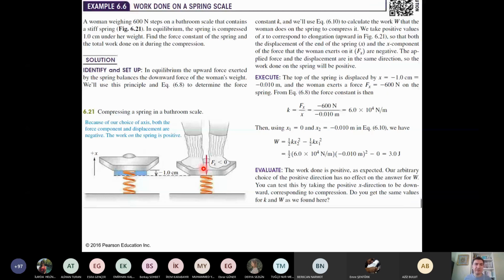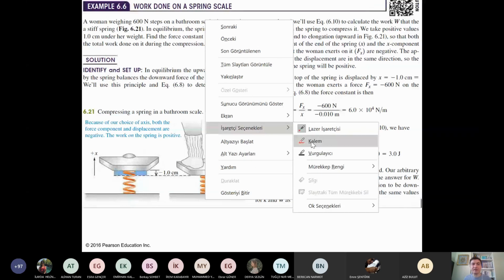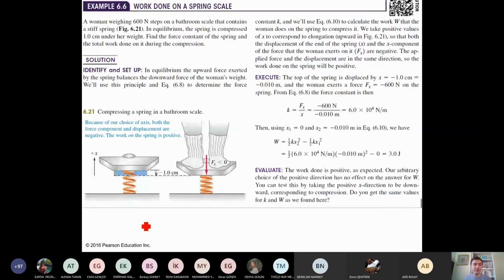Find the force constant of the spring and the total work done on it during the compression. So let's choose this as the positive x direction, upward, and downward as the negative x direction. Actually, you can also choose positive y here and negative y here, okay?